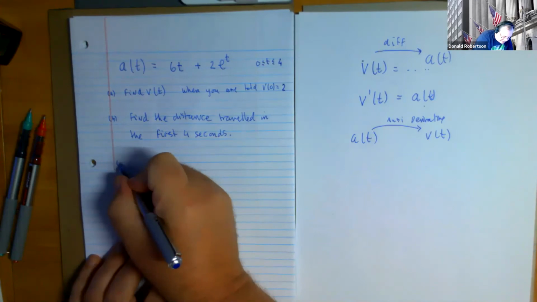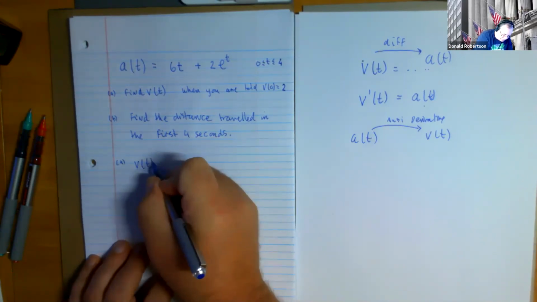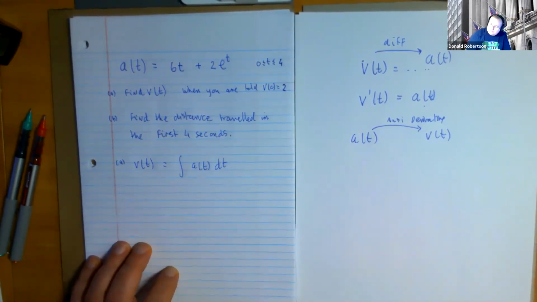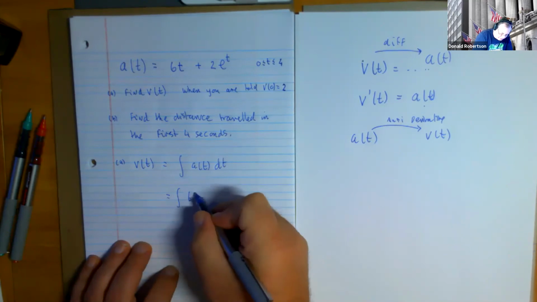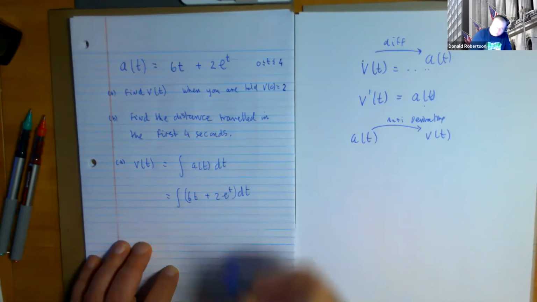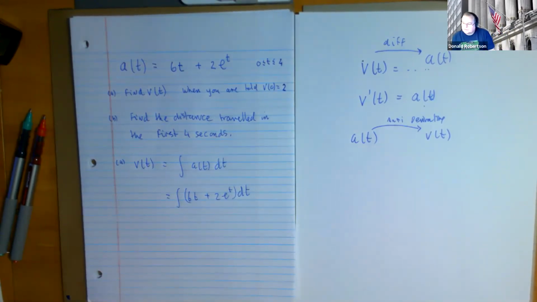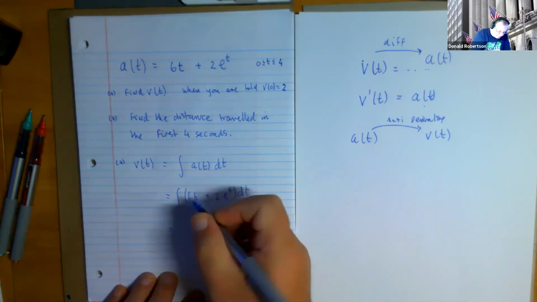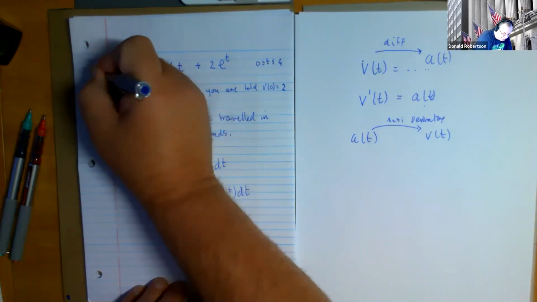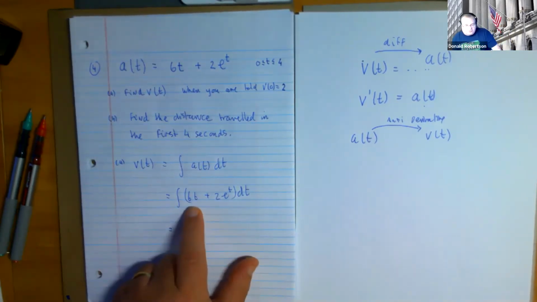So to get question A, to find the velocity function, we always integrate the acceleration function. In this case, we're going to integrate 6t plus 2e to the t dt. So far, so good. This one is very similar to question 4, right? Okay, so back to this question.